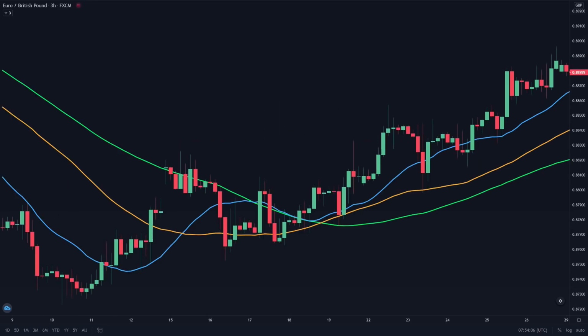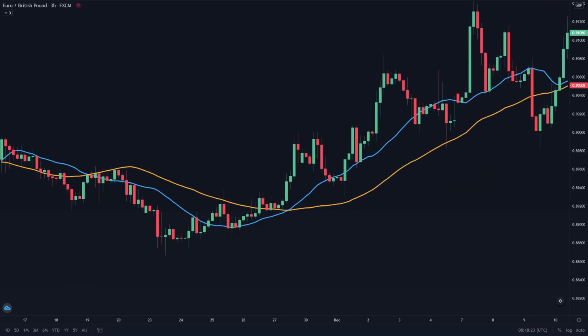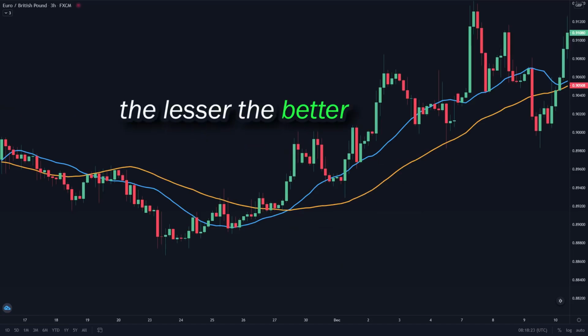The next mistake that people make when trading the moving average crossover is that they use too many moving averages. Remember, the more moving averages that you use, the later your entry signals will be. For example, let's say you're using two moving averages, the 20 and the 50 period. So, if the 20 period crosses above the 50 period, you take a buy position here. But if you added another moving average, let's say the 200 period, then you would instead enter here, which is a much later entry compared to if you only used two moving averages. So the lesser, the better.